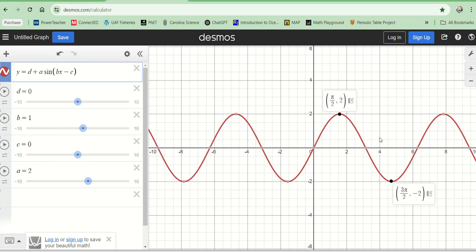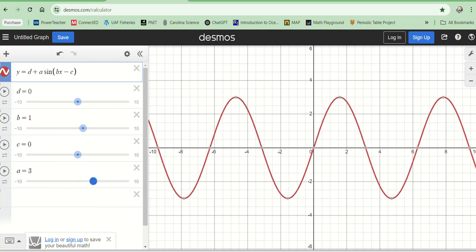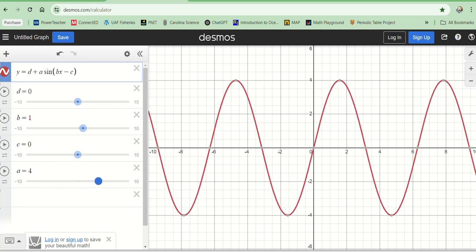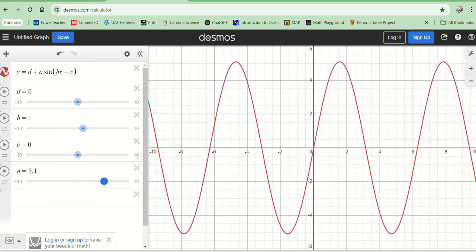Everybody cool with that? Now, that value of A isn't quite the height, but it's related. I know that that A value is 2 and the total height is 4. If I make the A value, I don't know, 4, what's the total height? 8. What if I make it 5? So how would you get the A value if you knew how tall your wave was? It's half of it, right?